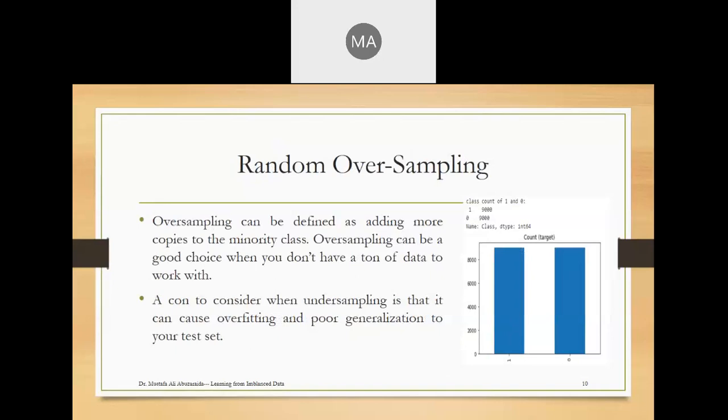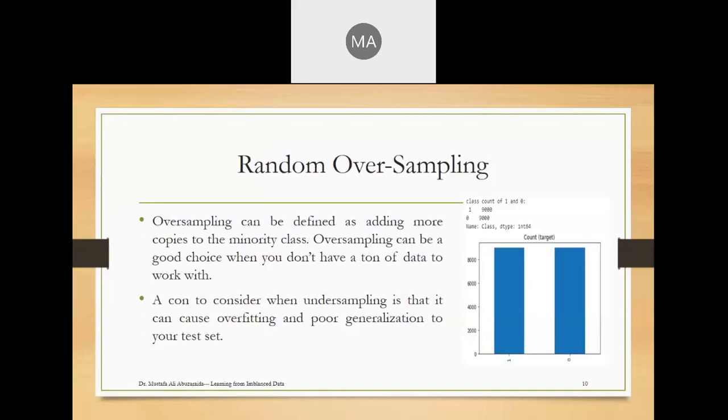The other type is adding cases to the minority class, which we call oversampling. Oversampling can be defined as adding more copies of the minority class. Oversampling can be a good choice if we have a small dataset. If we have a small dataset, we add more cases to make our data bigger.